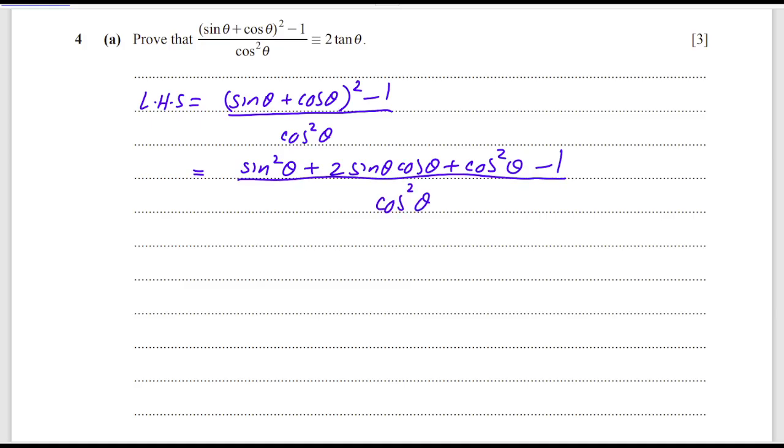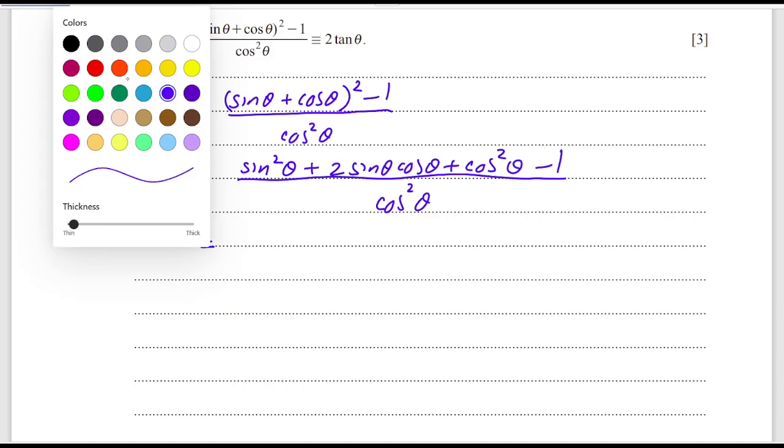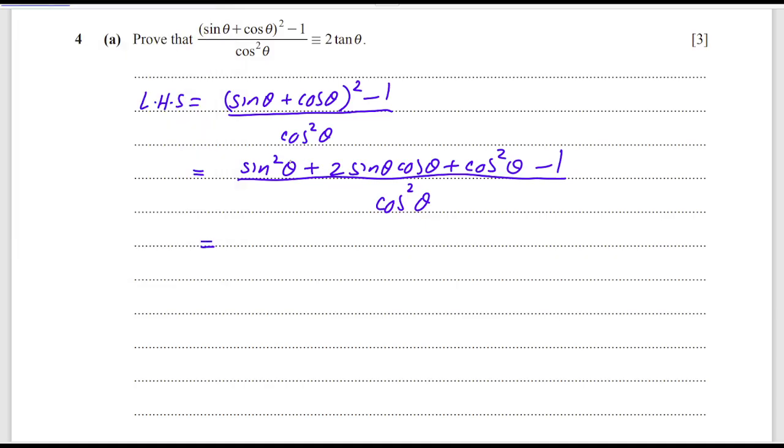In trig identities, keep an eye on the right hand side. We have to show that this identity is equal to 2 tangent theta. So 2 tangent theta is basically just 2 sine theta over cos theta. So we need to show that this expression is equivalent to 2 sine theta divided by cos theta. Now collect these two terms and use the trig identity sine square theta plus cos square theta equals 1. So the given expression becomes 1 plus 2 sine theta cos theta minus 1, divided by cos square theta.